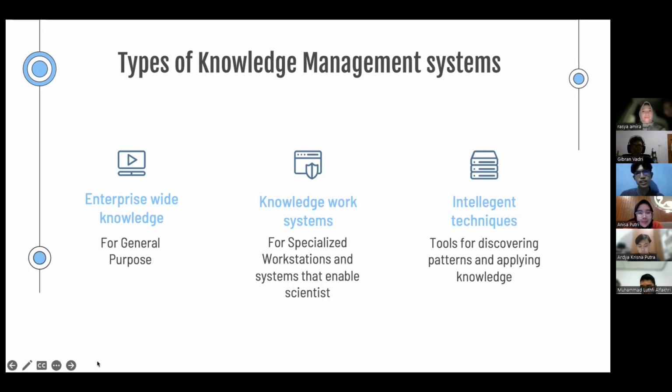The third one is intelligent techniques. These are tools for discovering patterns and applying knowledge to discrete decisions and knowledge domains, like data mining, neural networks, expert systems, case-based reasoning, fuzzy logic, genetic algorithms, and intelligent agents. Okay, thank you.